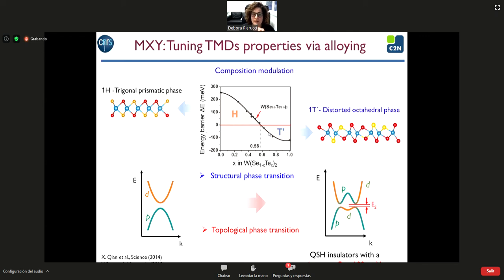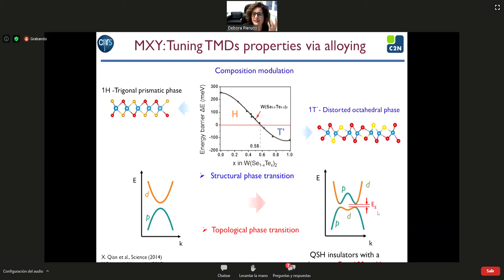It's very interesting because, related to the structural phase transition, the theory also predicts a topological phase transition induced by a band inversion at the gamma point between the pi band of the chalcogen atom and the D band of the transition metal, giving rise to a quantum spin Hall insulator with a very huge band gap, about 100 milli eV, which makes this material very interesting.